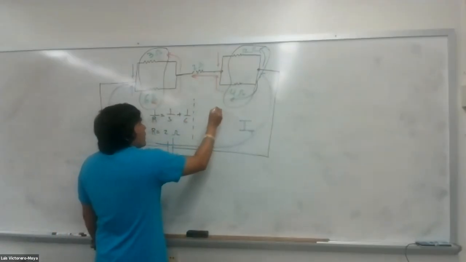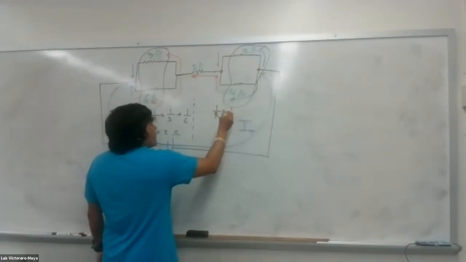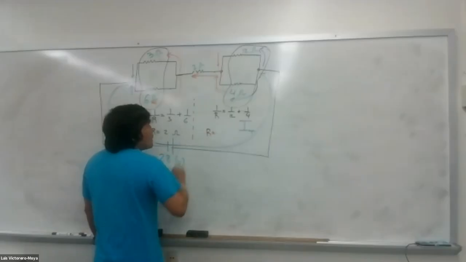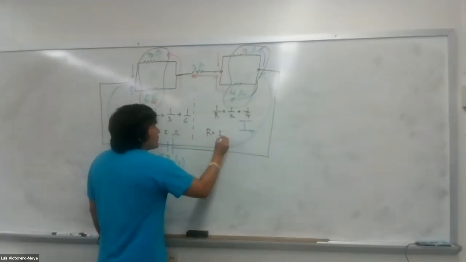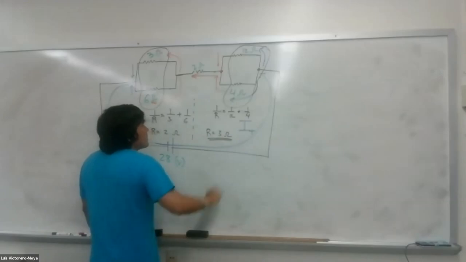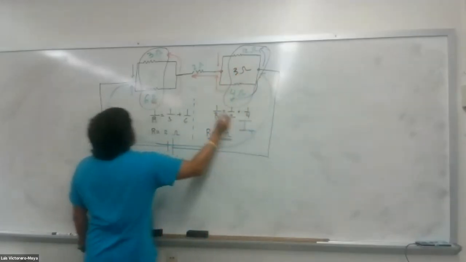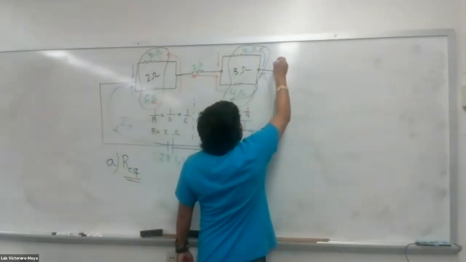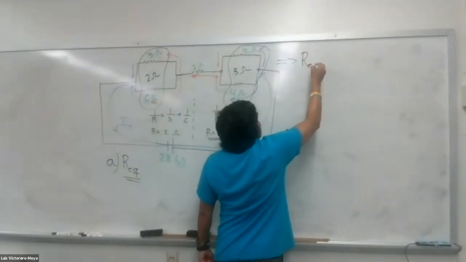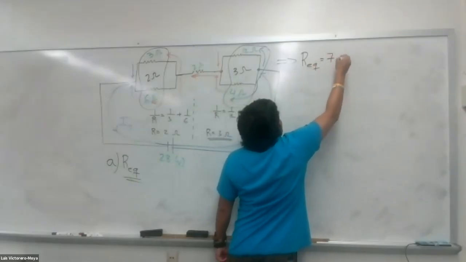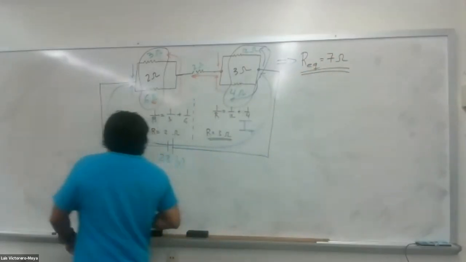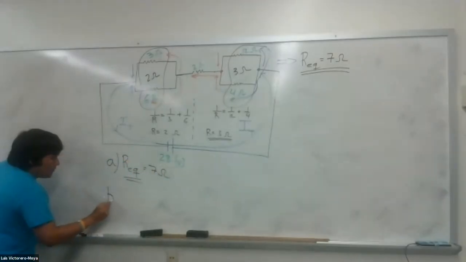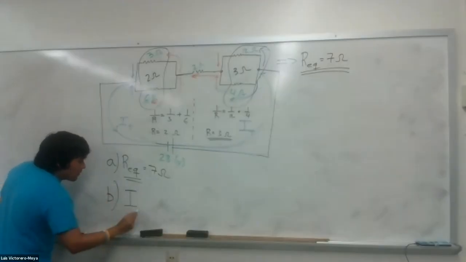Here, 1 over R, 1 over 12, 1 over 4, so R becomes 3 ohms. So I can put here 3 ohms, 2 ohms, so 2 plus 2, 4 plus 3. The equivalent resistance is 7 ohms. So we put here 7 ohms. Part B, find the current on the circuit, the total current.